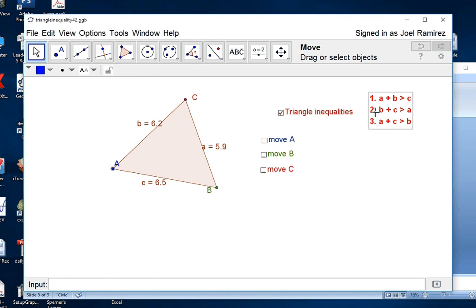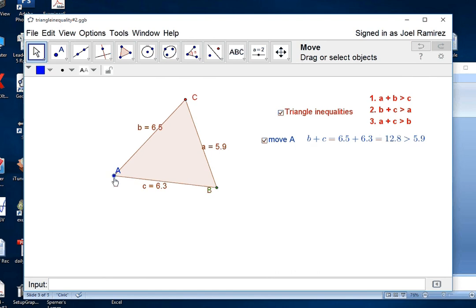Now my triangle inequalities are shown here. A plus B is greater than C, B plus C is greater than A, and A plus C is greater than B. If I were to move A around, you notice that the measurement of A stays the same and B and C change. So I know, according to the theorem, that the measurement of B plus the measurement of C will be greater than the measurement of A.